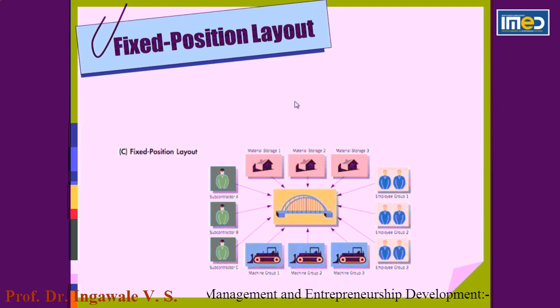Then next, fixed position layout. Here in this type of layout, position of the product is fixed, and all other resources like men, machine, materials, etc., will be arranged and utilized for manufacturing that particular fixed position product. You may consider like fixed position bridges, etc., or shipbuilding. So these are the examples of fixed position layout.